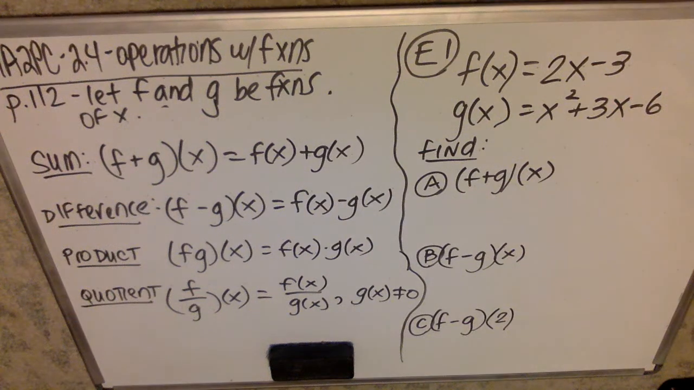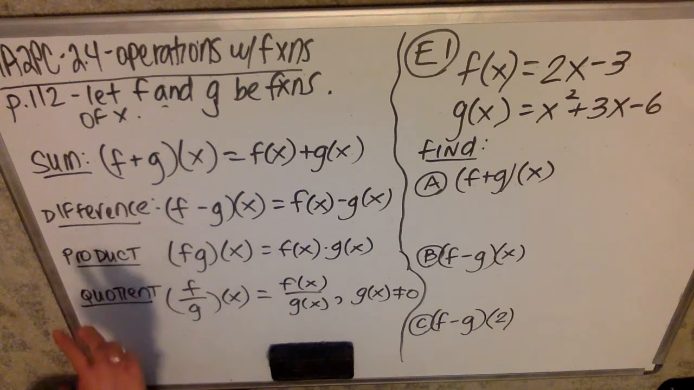This is Honors Algebra 2 Pre-Calc. We're doing 2.4, which is operations with functions. So the good news is that when you're performing operations with functions, they basically perform the same way that numbers do. If we have a sum of two functions, so let's let f and g be functions of x, and you'll see this on page 112 in your textbook.